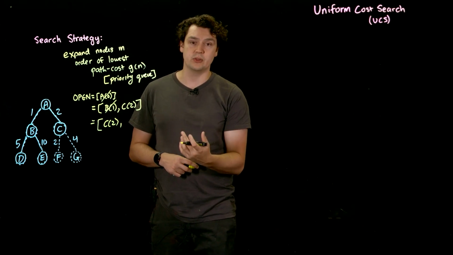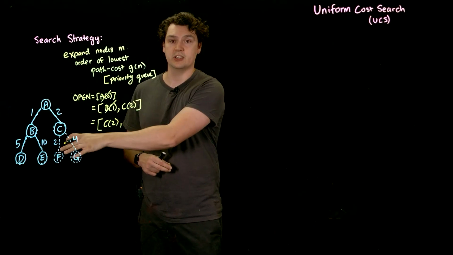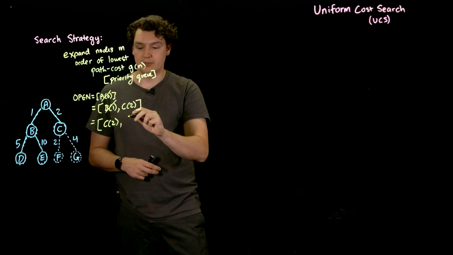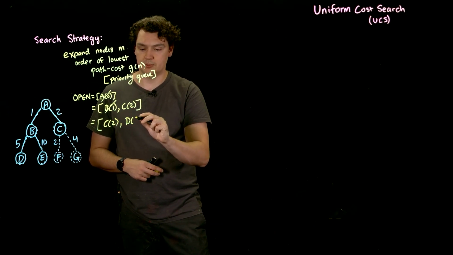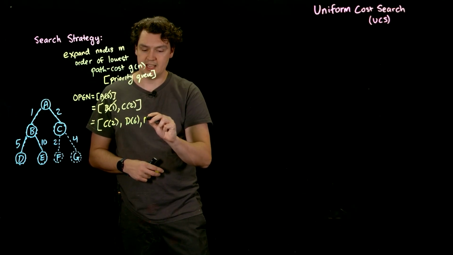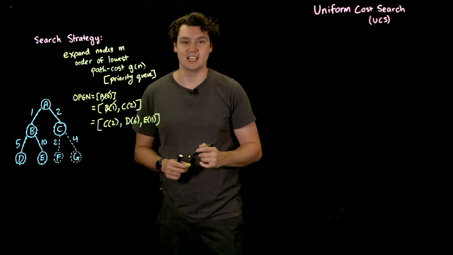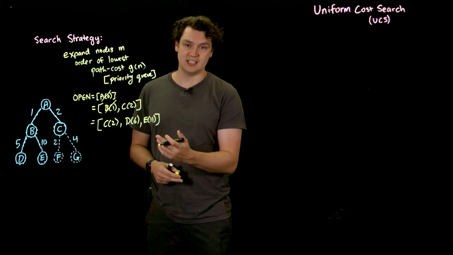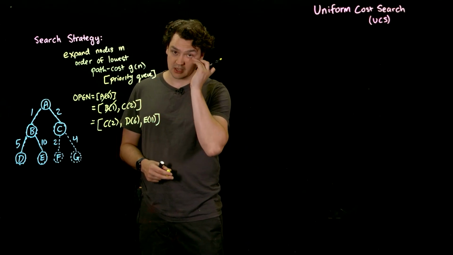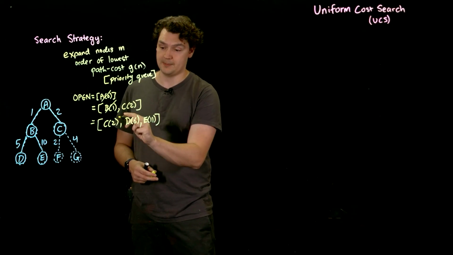Now we add in both D and E, but these are ranked according to their G of n. So for D, that is going to be 6. And for E, that is 11, which is far from exciting. So then the next step is, of course, we are going to move on and expand node C.